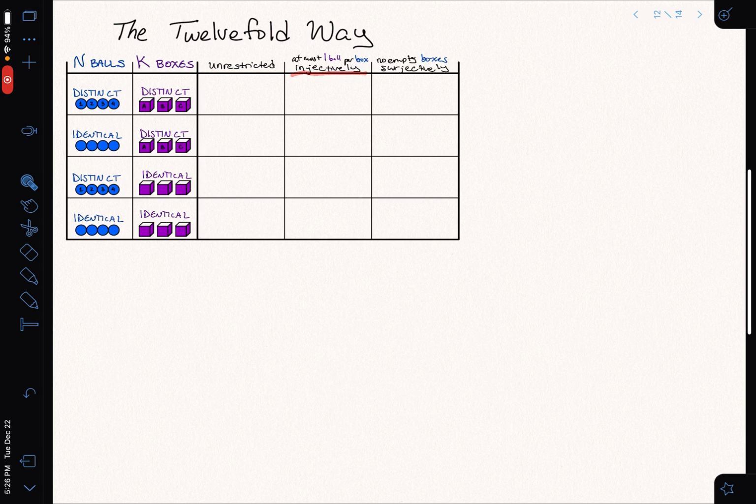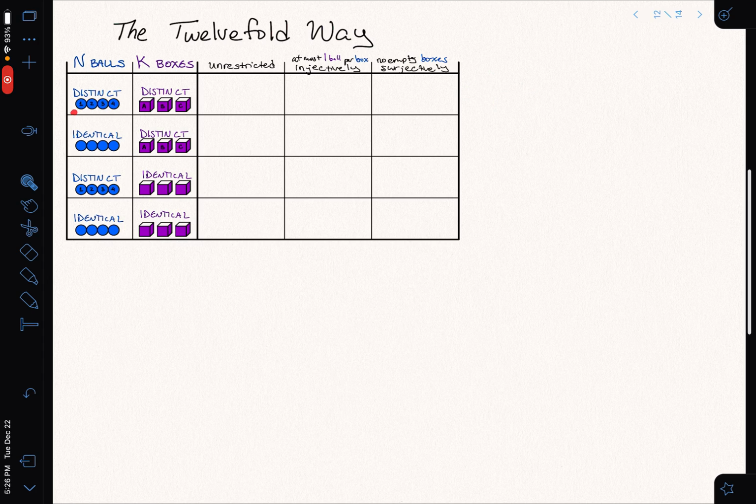So balls into boxes is sort of like maps, and that's where the nomenclature comes from. Here, we're thinking that in every box, we can have at most one ball. And then we can also do it surjectively. So that means that every box has to have at least one ball. So these are the ways we're going to do it. We're going to go row by row, and let's start with the first row.